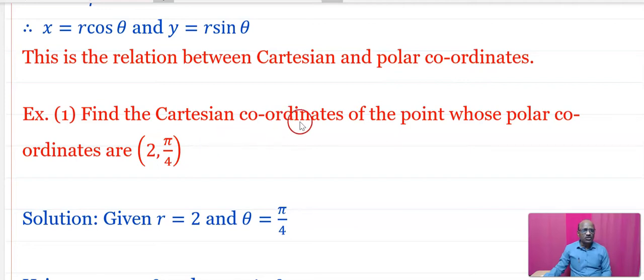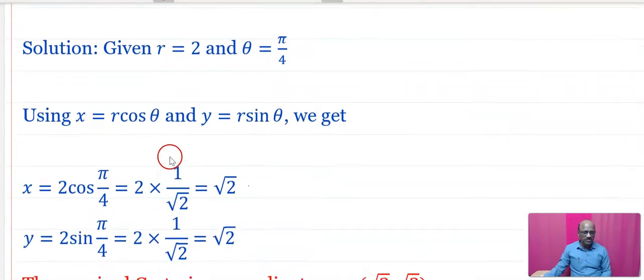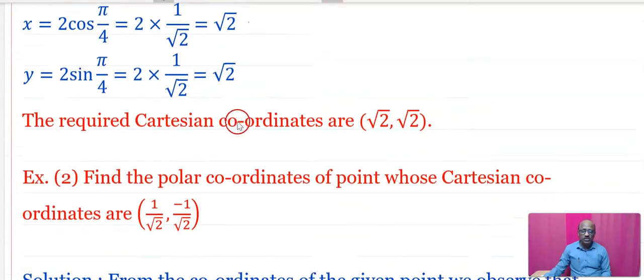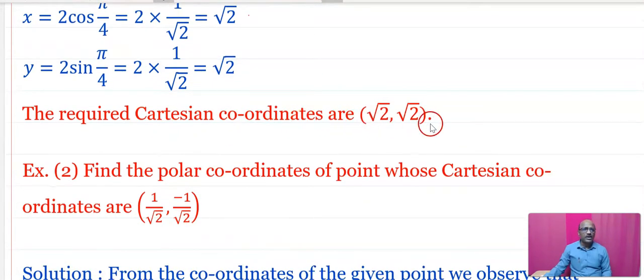Find the Cartesian coordinates of the point whose polar coordinates are 2, pi by 4. r is equal to 2, theta is pi by 4. Using x is equal to r cos theta, y is equal to r sin theta, we get x is equal to 2 cos of pi by 4, that is 2 into 1 by root 2. 2 upon root 2 is root 2. And y is equal to r sin of pi by 4. Sin pi by 4 is 1 by root 2, 2 upon root 2 again is root 2. The required Cartesian coordinates are root 2 and root 2.